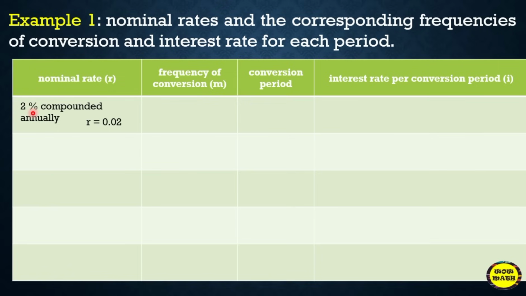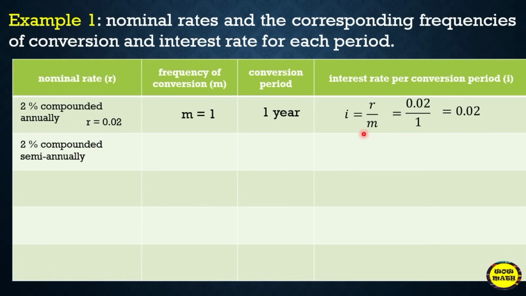So ano yung frequency of conversion sa 2% compounded annually? Annually, so ibig sabihin, m is equal to 1. And then yung conversion period natin dyan, 1 year, isang beses lang sa isang taon. And then, the interest rate per conversion period, paano ulit kinukuha? Binigay ko kanina, that is, i is equal to r over m. So, i-divide lang natin yung nominal rate sa frequency of conversion. So, 0.02 divided by 1, the answer is 0.02.